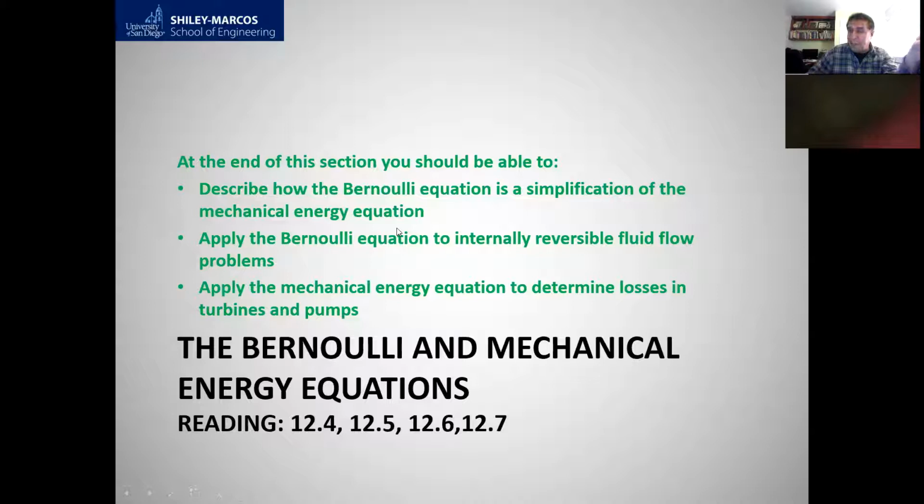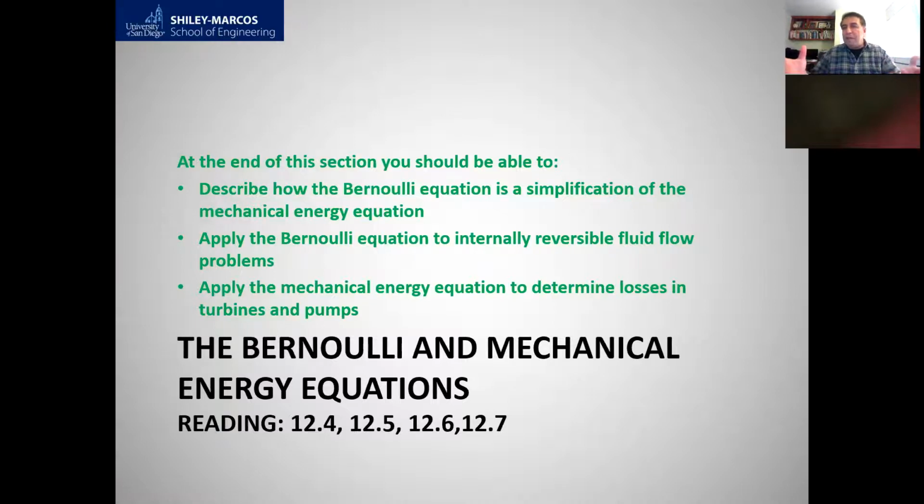Rho is density. For gases or liquids, you need to look that up in the table, or they will provide it on the test. They say the density for water is this, density for air is this. Okay, all right, so applying the Bernoulli equation to internally reversible fluid flow problems, apply the mechanical energy equation to determine losses in turbines and pumps.